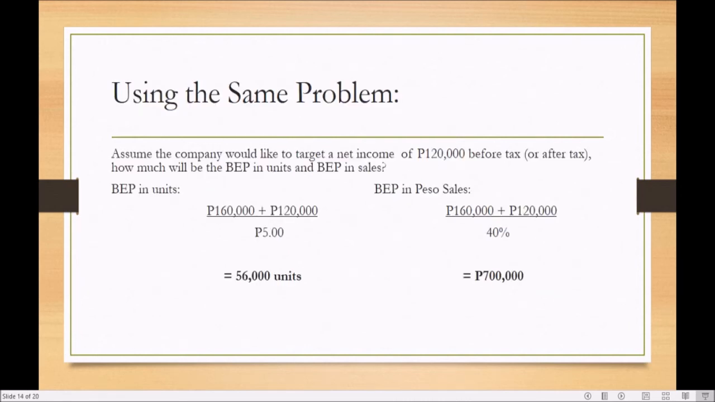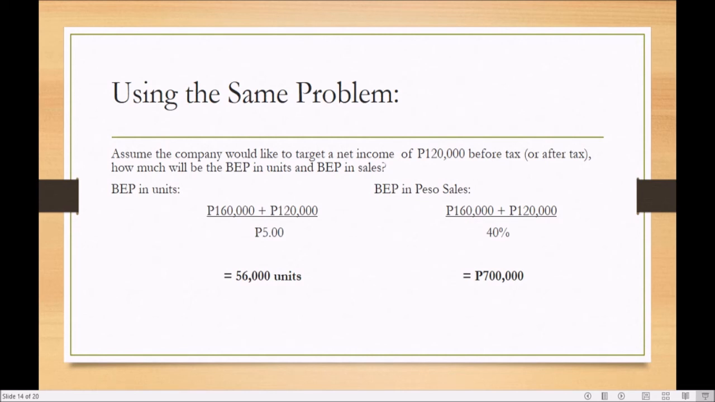Okay, using the same problem. Assume the company would like to target a net income of 120,000 before tax or after tax. How much will be the break-even point in units and break-even point in sales? Sinabi ko nga, if there is a targeted income, idadagdag mo lang yung targeted net income to the fixed cost. Simple, for the computation of break-even point in units, that is 160,000 plus 120,000 divided by 5.